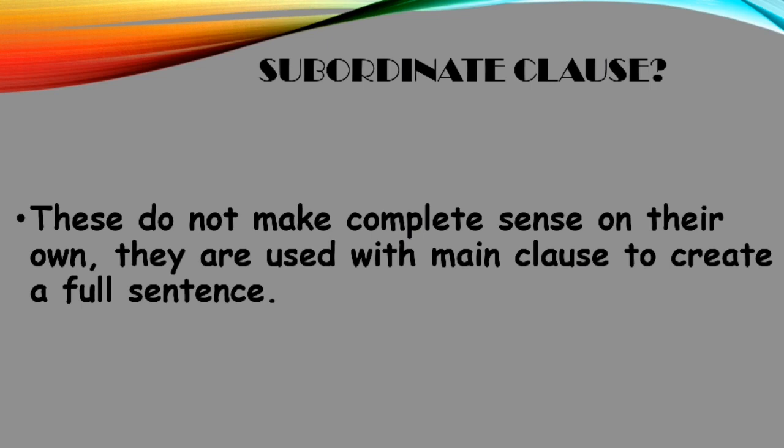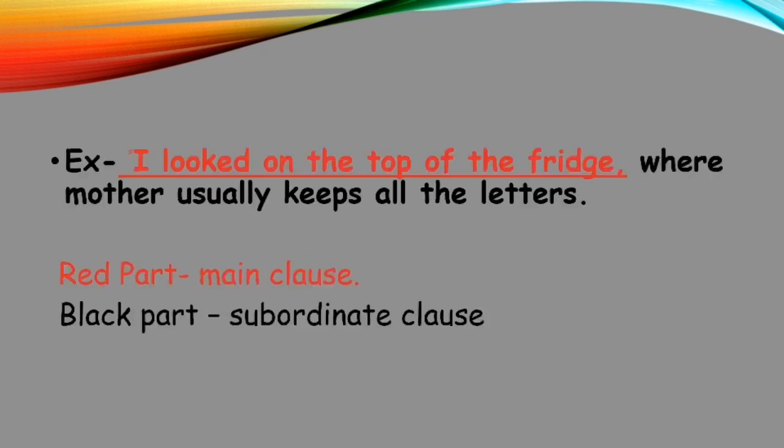Subordinators वो words होते हैं जो आपके subordinate clause को introduce करते हैं, starting होती है जहाँ से, right? Let's take one example. I looked on the top of the fridge where mother usually keeps all the letters. Now just listen and see the statement carefully. I looked on the top of the fridge. Now this sentence in red is the main clause. Can you guess why? Because it is giving its own meaning. It doesn't require any other word or sentence to complete its meaning. I looked on the top of the fridge. Simple. And meaning bhi clear hai, right?